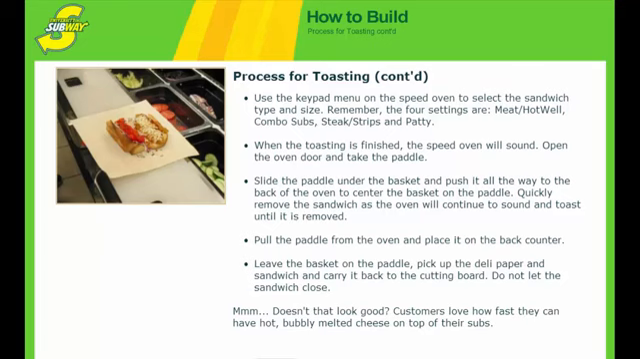Open the oven door and take the paddle. Slide the paddle under the basket and push it all the way to the back of the oven to center the basket on the paddle. Quickly remove the sandwich as the oven will continue to sound and toast until it is removed. Pull the paddle from the oven and place it on the back counter.